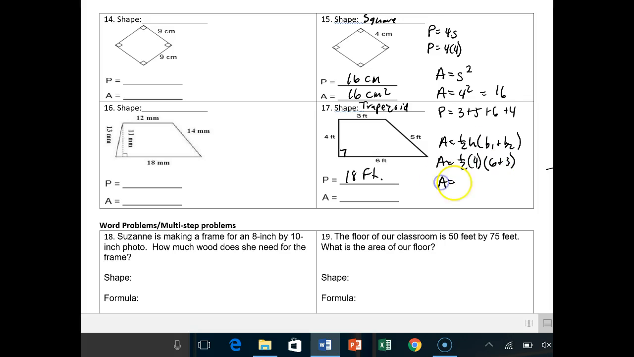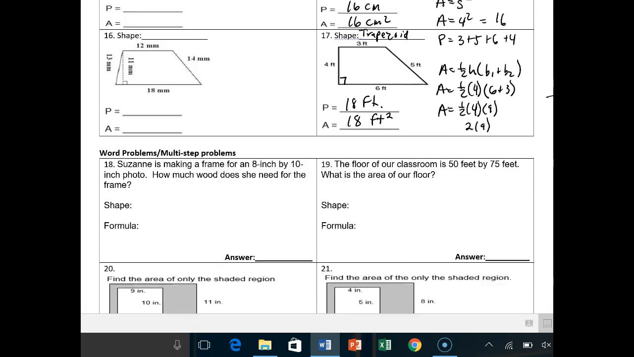So area is equal to 1/2 of 4 times 9, right? That's what the 6 plus 3 is. What's half of 4? That's 2 times 9, and that gives you 18 feet. Just remember it's squared. Okay, so some word problems.